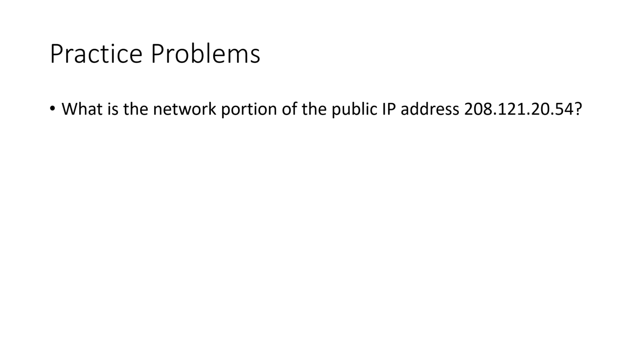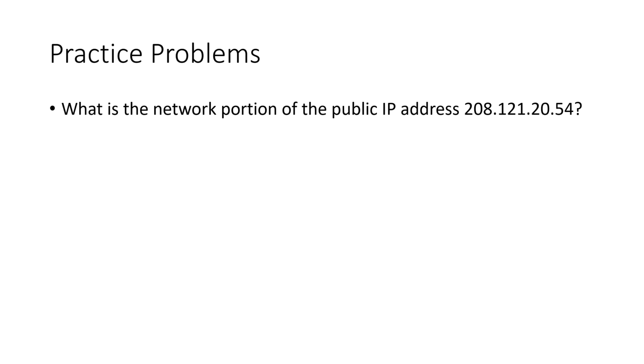Now, let's move on to the second practice problem. What is the network portion of the public IP address 208.121.20.54? Ooh, this is a good question. Very simple question, but you have to do lots of things, okay? You need to memorize that table, the class A, B, and C IP table, right? So what's the first thing you need to do? Well, you need to figure out what's the class of this IP. You were told it's public.